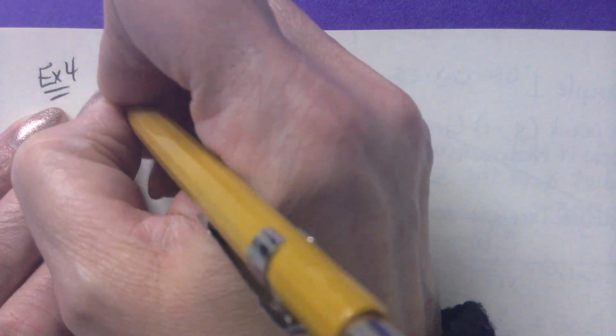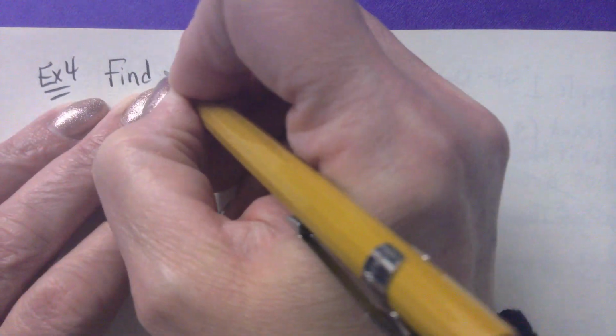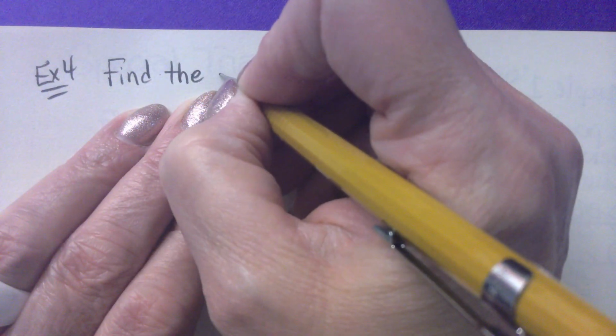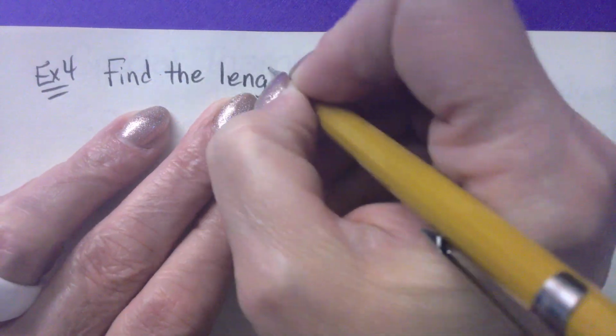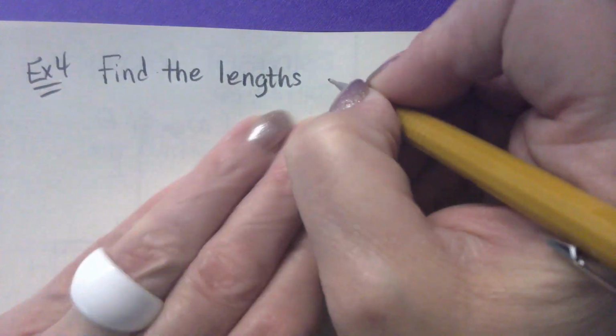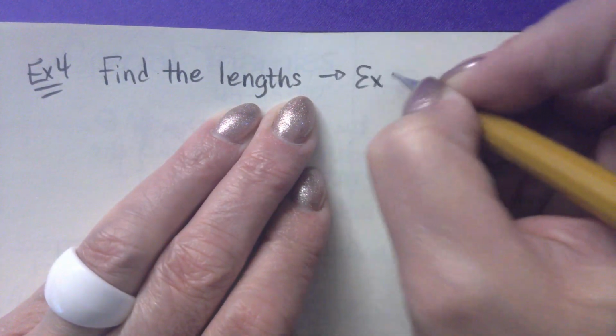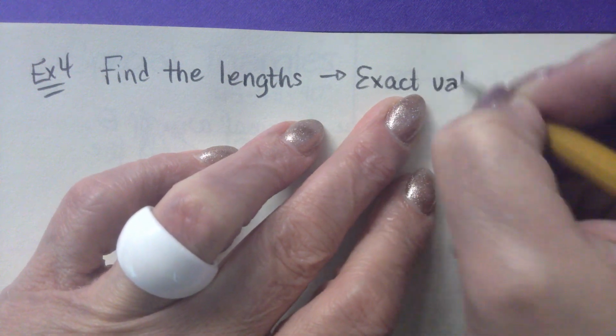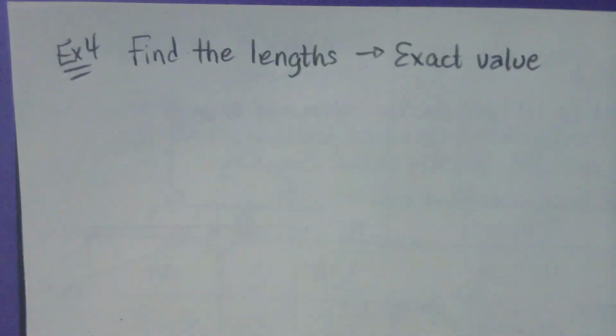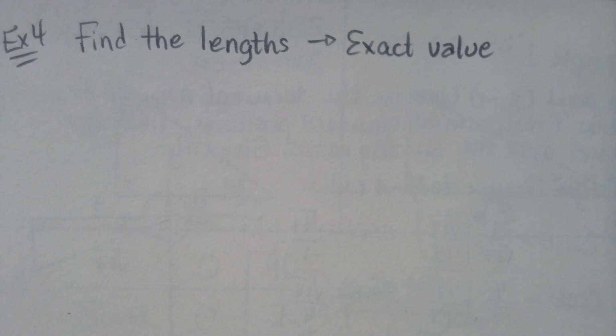All right. So, example number 4. Okay. So this one tells me that, again, I need to find lengths, and they need to be exact value, which means I cannot estimate or root or do any of those lovely things.